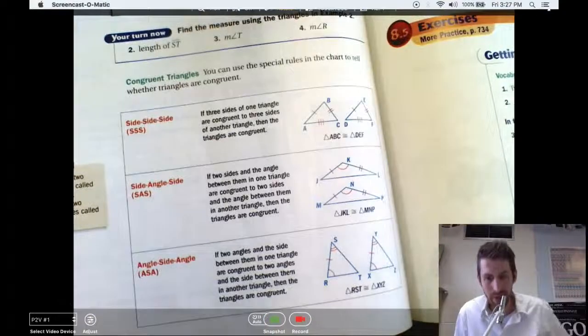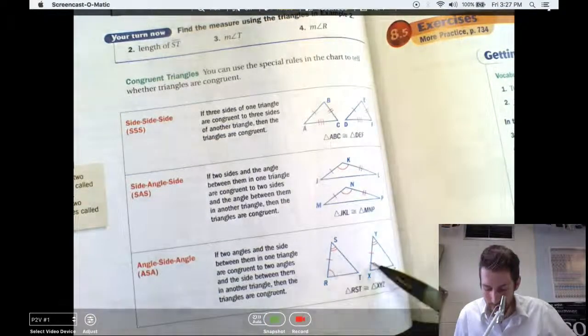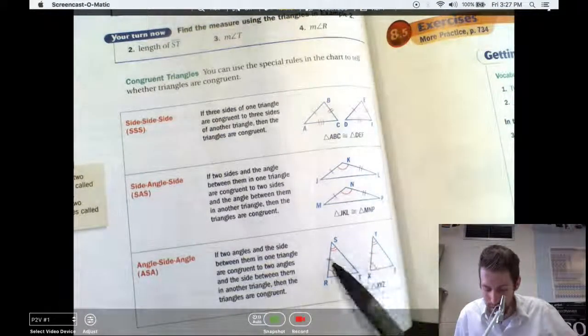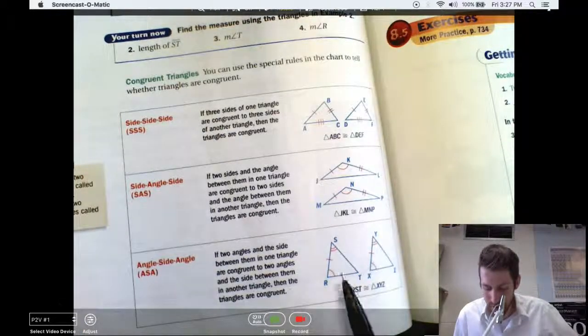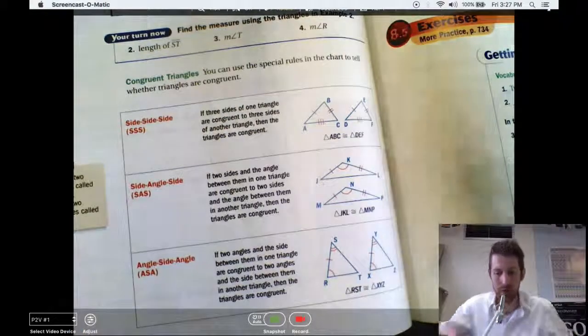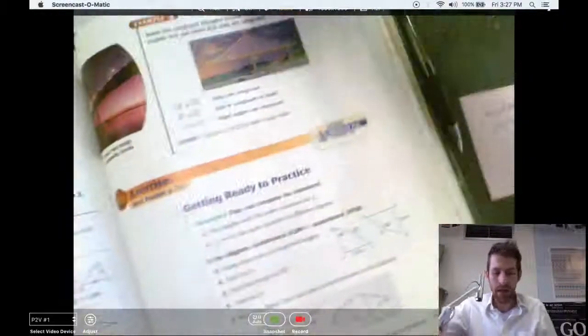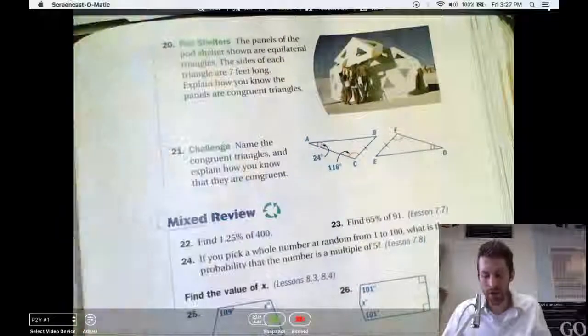Okay, last one. If you've got an angle, corresponding angles are congruent, and then sides, and then another pair of angles congruent, you can say that those triangles are congruent. So what does this look like in an actual problem? We better do 1 or 2 of these. Let's see.